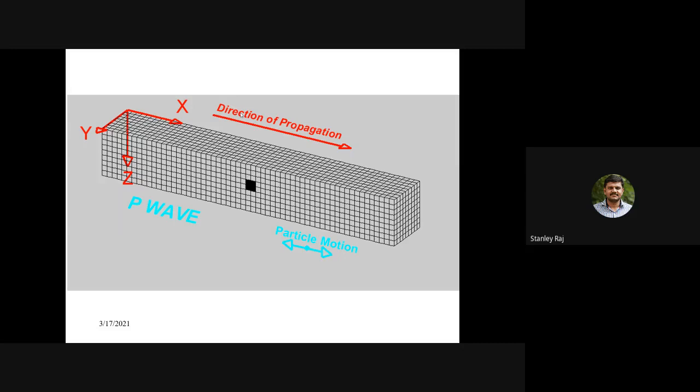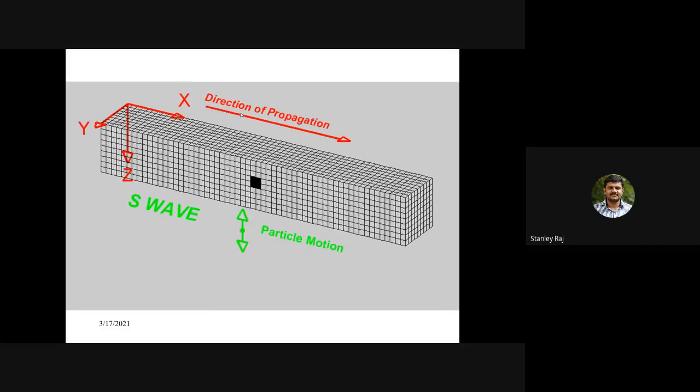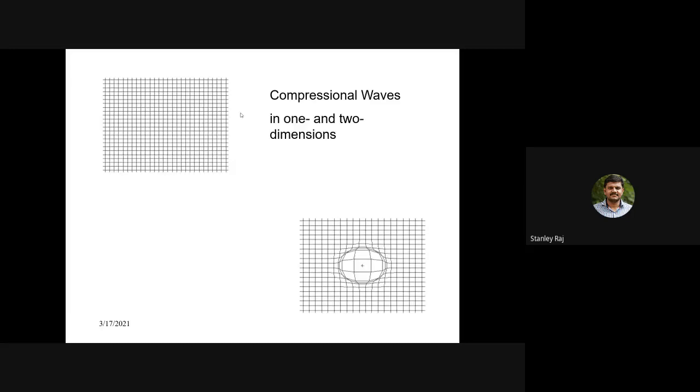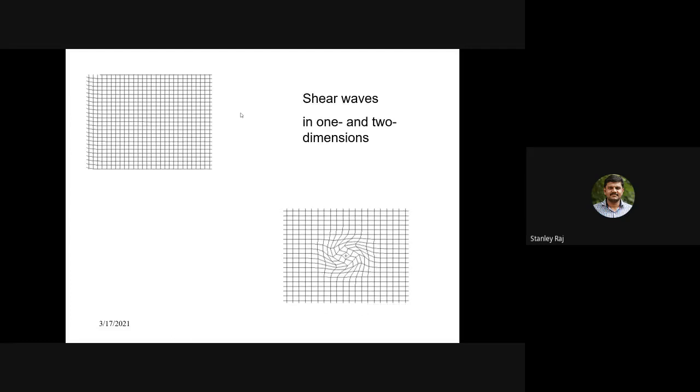For the P wave, the direction of propagation is along the direction it travels, and the particle motion will be left and right. For the S wave, the direction of propagation is like this, and the particle motion will be up and down. So we call the P wave a compressional wave, and the S wave a shear wave.